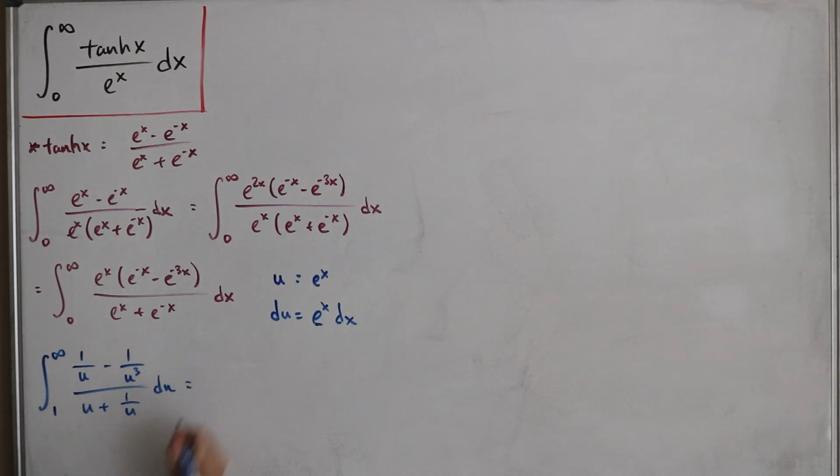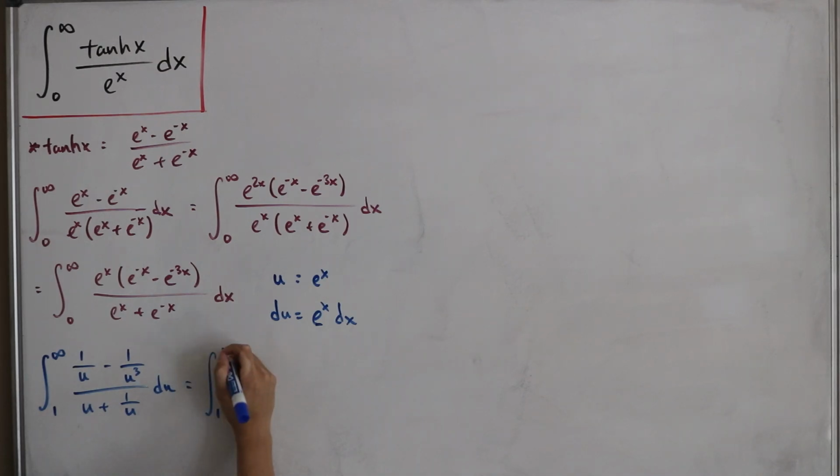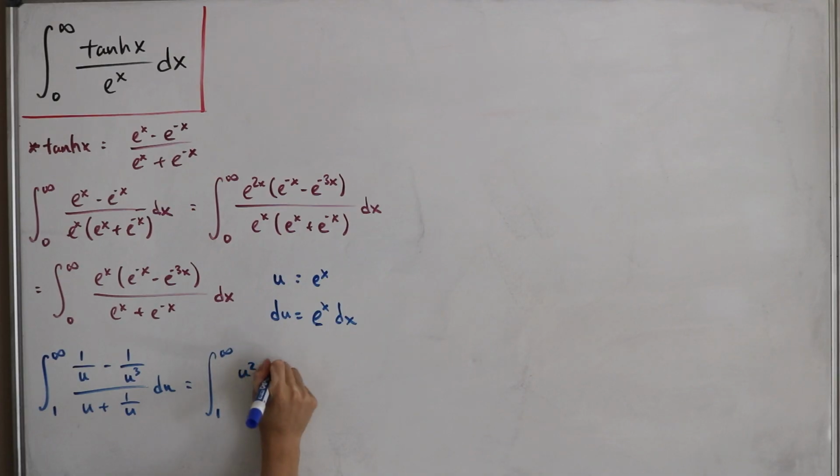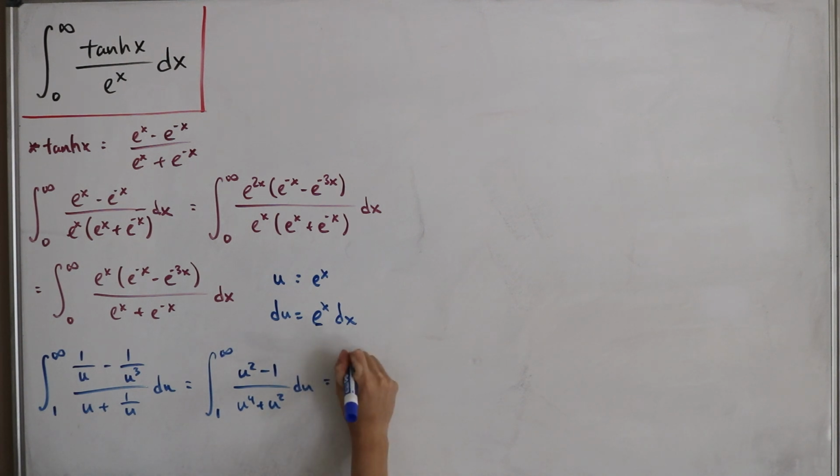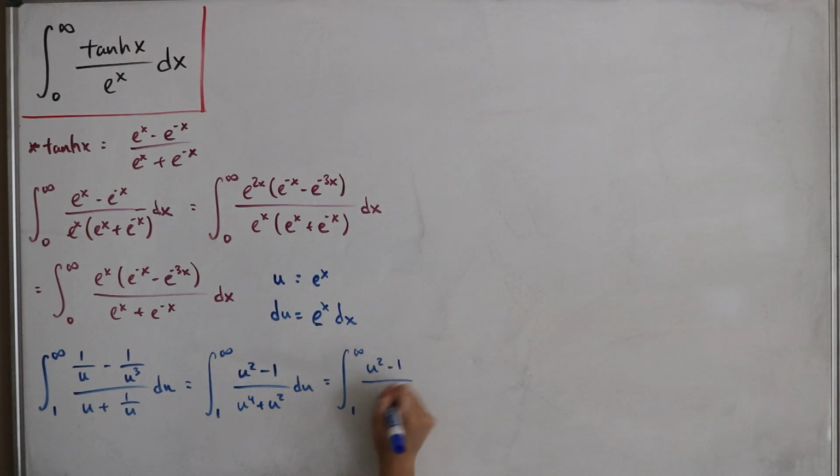Let's get rid of some of those denominators above, and from the denominator of our function as well. So from 1 to infinity, I'm going to multiply a u cubed into everything, just so all the denominators aren't appearing. So we have u squared minus 1, divided by u to the power 4 plus u squared, du. I'll factor out the u squared from our denominator. So that'll be u squared minus 1, divided by u squared multiplied by u squared plus 1, and then du.